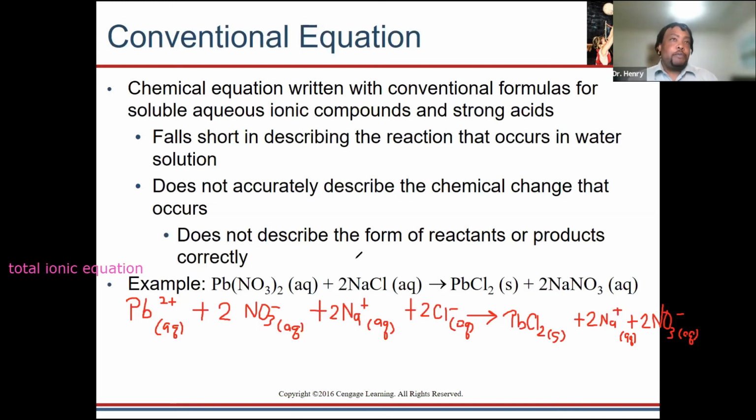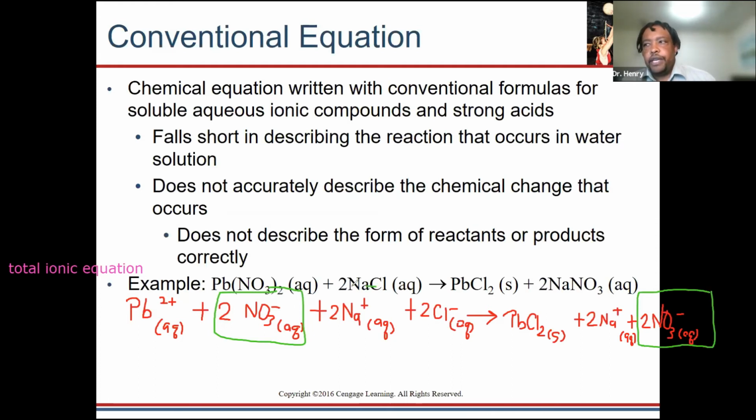So what we call those people are spectators, because all they came to the party for was to watch other people have fun, right? They didn't want to have fun. So with the chemical reaction, you have what we call spectators as well. Those are the ones that look exactly the same on both sides of the equation. So for instance, if we look here, we have the nitrate here, and we have the nitrate here.